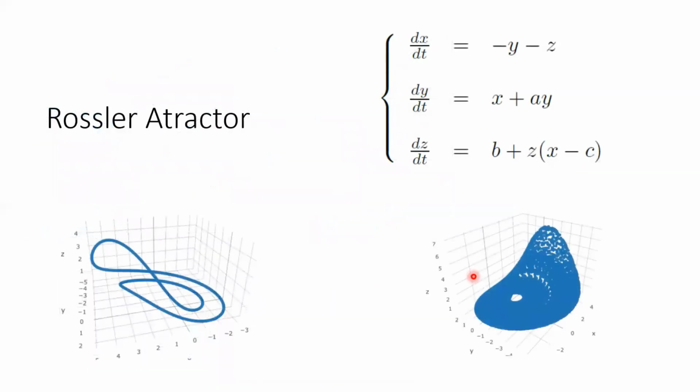Here's another example, the Rossler attractor. So what one does is it takes the system of differential equations and it simulates a solution. And then depending on the coefficients, A, B, and C, it'll give you a different point cloud. So for some choice of A, B, and C, it gives you a point cloud that looks like the cycle on the left.